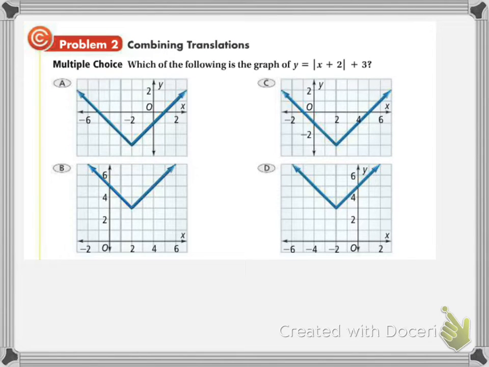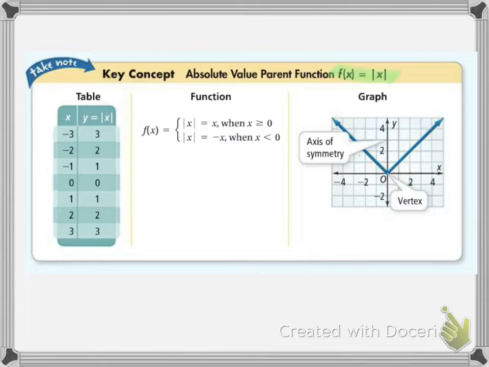So combining what we did yesterday, let's take the parent function of an absolute value function and shift it. How we're going to take a look at that is by focusing on the vertex. The vertex is the middle point of our V, and we're going to shift that accordingly to what we see in the function.